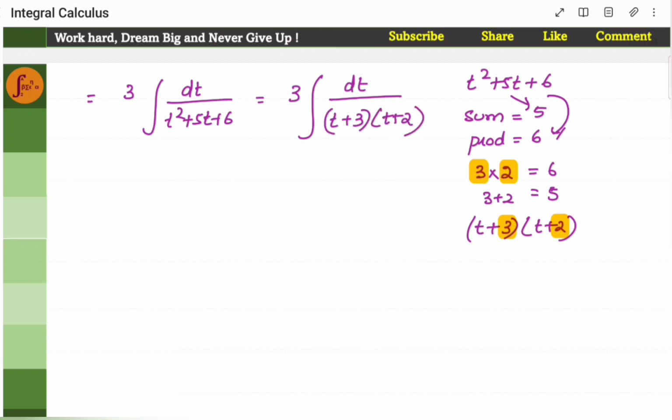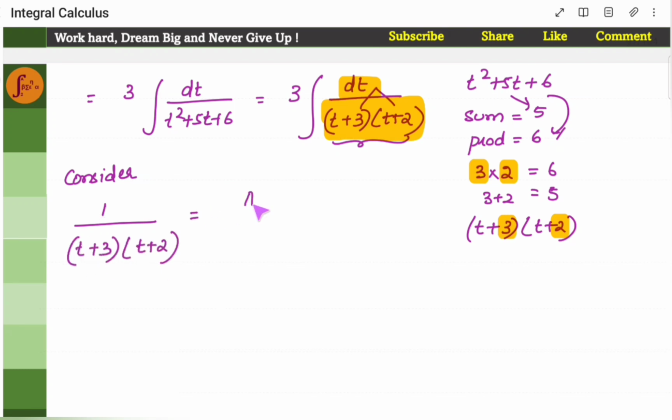Now I'll have to use the partial fraction method. Why? Because I have a rational function here and there is no way I can split this otherwise. So I'll use partial fraction. I'll just take this portion only. Let's leave 3. We'll resolve it later when we find the integral. Let's not put dt, let's put 1, since there's nothing here, we'll consider it as 1. So 1 by t plus 3 into t plus 2.